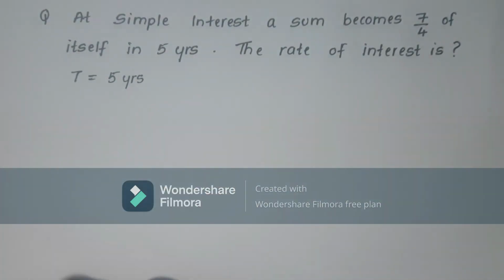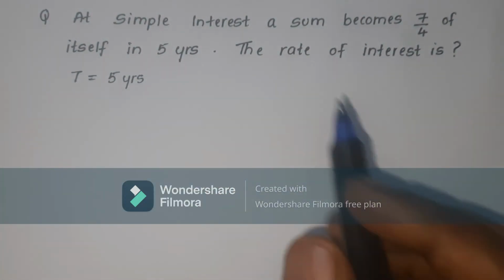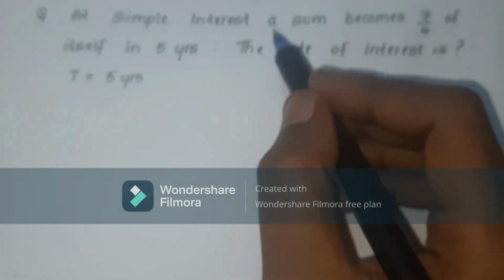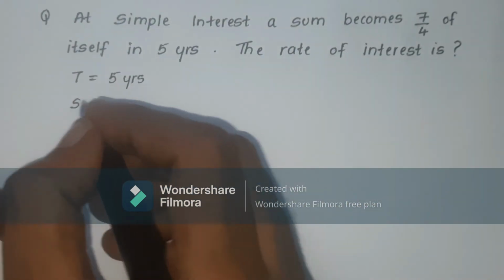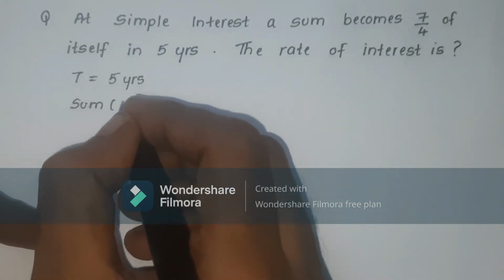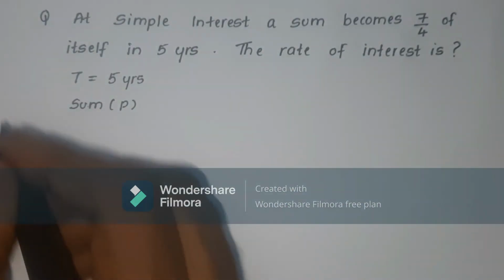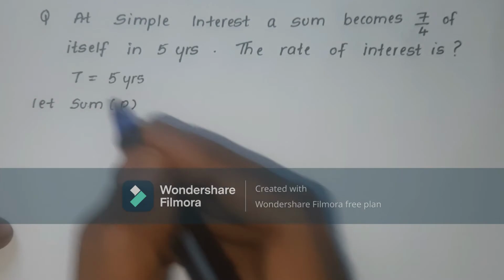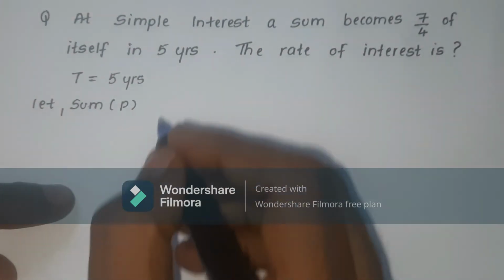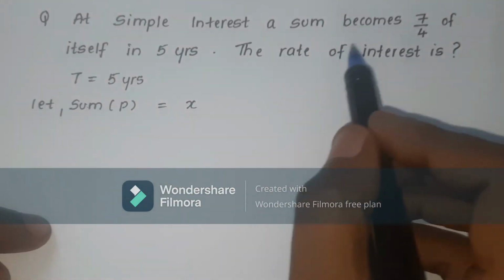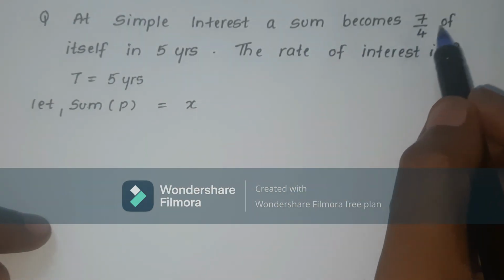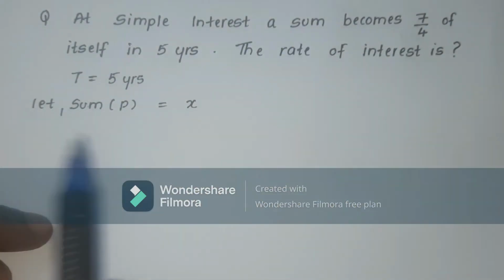Okay student, now you'll say, so how do we start? But they have given us one condition: a sum. You know very well, sum stands for principal, student. So we will say let the sum, that is principal, be equal to x. Obviously they are saying it will become 7/4 of the sum itself in 5 years.